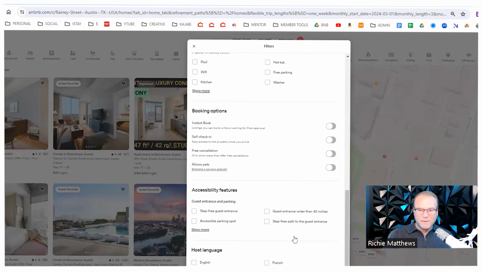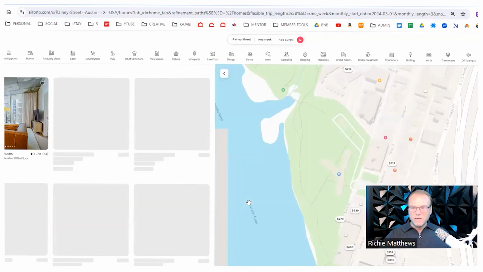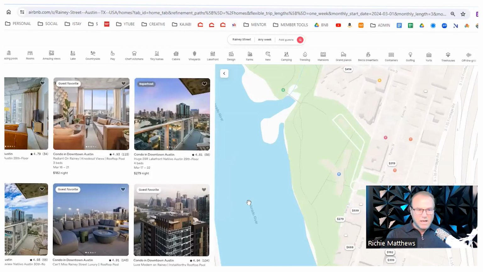Click on apartment and click show listings. Wow, 434 listings. So now we're in Rainy Street. Now, why am I doing this? Because Airbnb is elevating their very best listings in this area. So what you want to see is, what are the best performing Airbnbs in this market, in the short-term rentals.